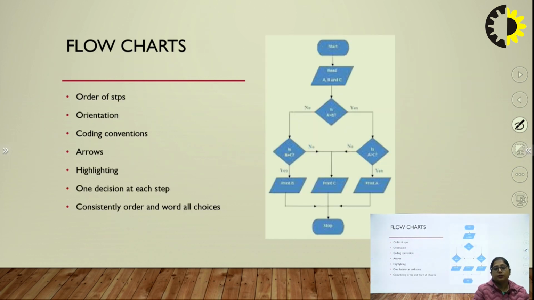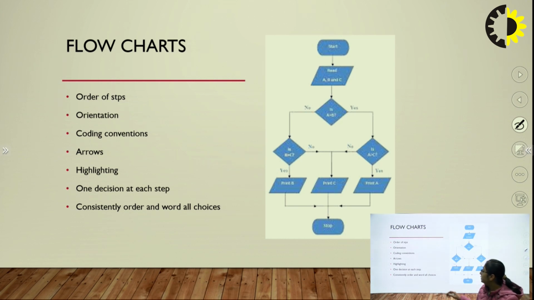Next is the most important one used in coding, the flow chart. A flow chart is used to find how we have to move. What are the steps we have to follow, what is the order of steps, the orientation, coding conventions, arrows, highlighting, and one decision at each step.